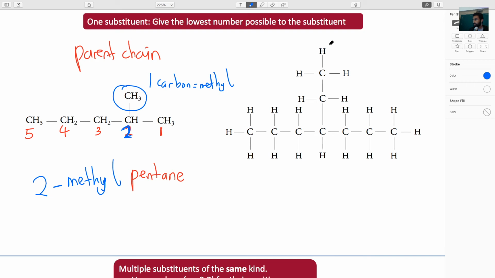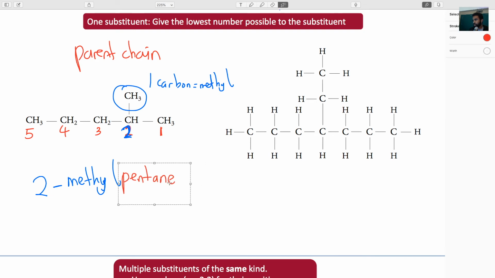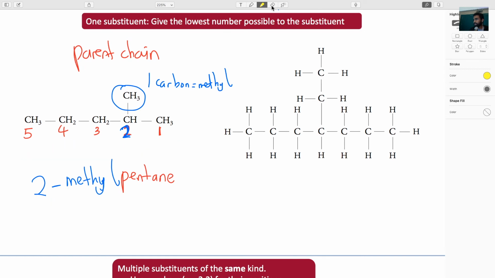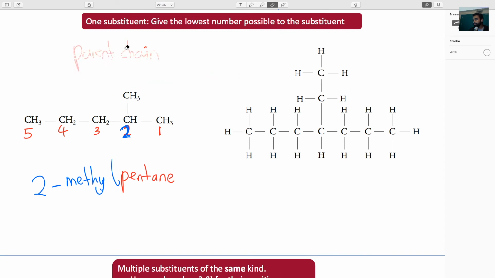And there's no space here. Let me get rid of that space. So it's all one word here, 2-methylpentane. And the only thing you notice is that, of course, whenever you have numbers and letters, the numbers must be separated from the letters by a hyphen. So that hyphen there always separates numbers and letters. So here's our final name for this compound. Let's look at another one. First of all, let's erase some of this stuff here. And let's look now at another one.